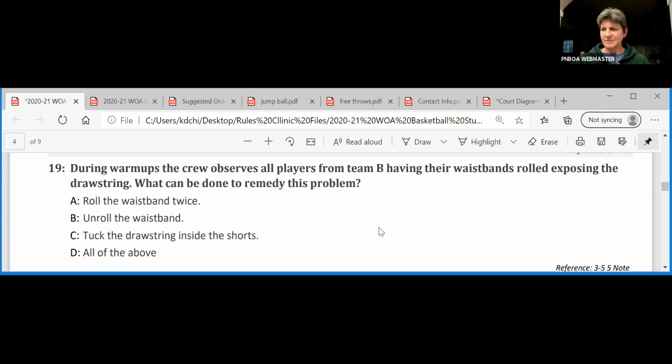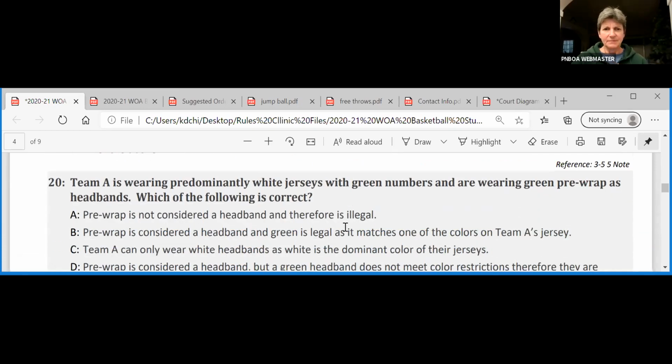The basic answer to this question is you can't have a drawstring hanging out in high school. So whatever you have to do, you can roll it, unroll it, tuck it in, just don't have it hanging out. So the answer is D. Dan, next one.